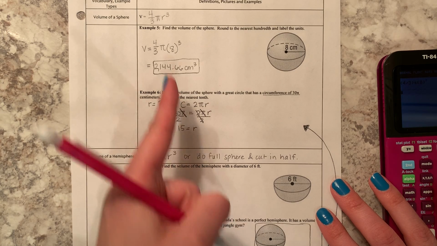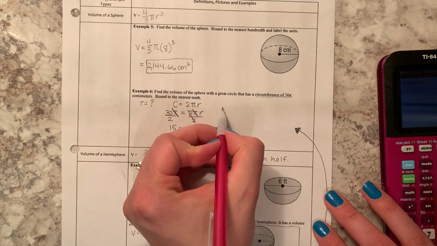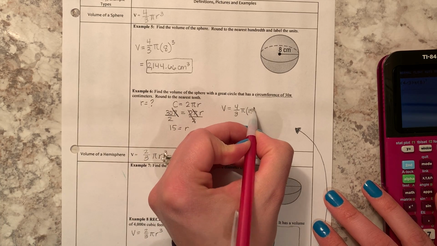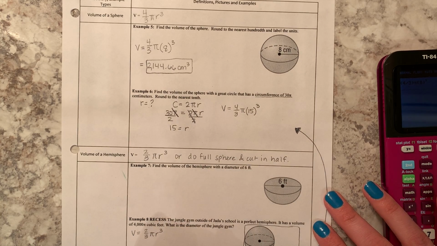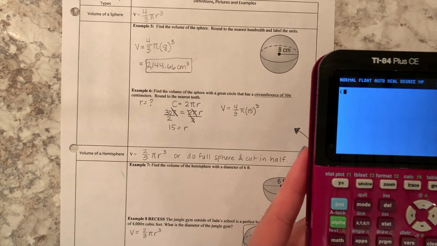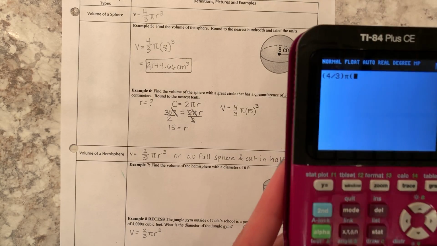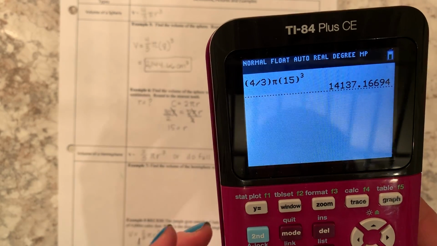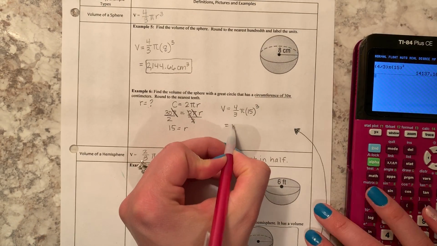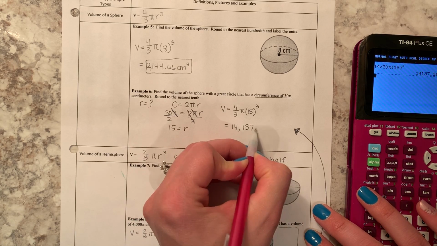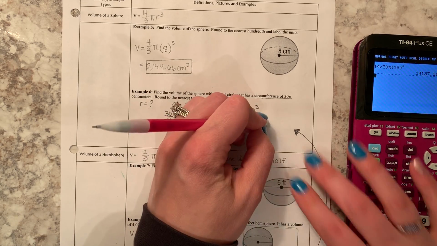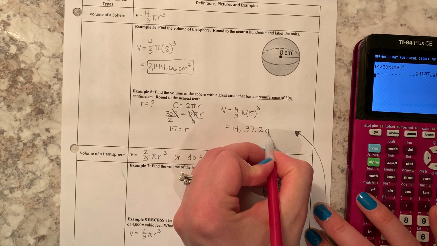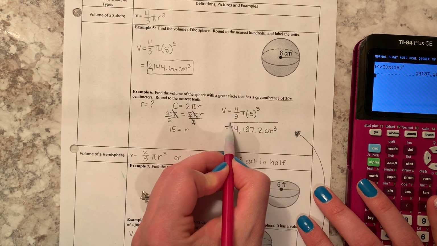Now I can take my radius and plug it into the formula. So volume equals 4/3 pi times the radius, which we found was 15, to the third power. And if I type that in, okay, again using parentheses for the fraction, big number, 14,137.17. Oh, this one says round to the nearest tenth. I hate when the rounding changes, so we'll say 14,137.2, and then we've got centimeters cubed.